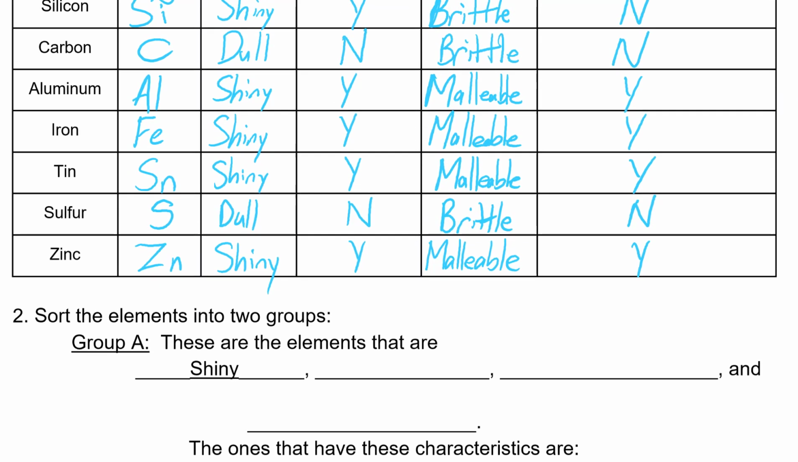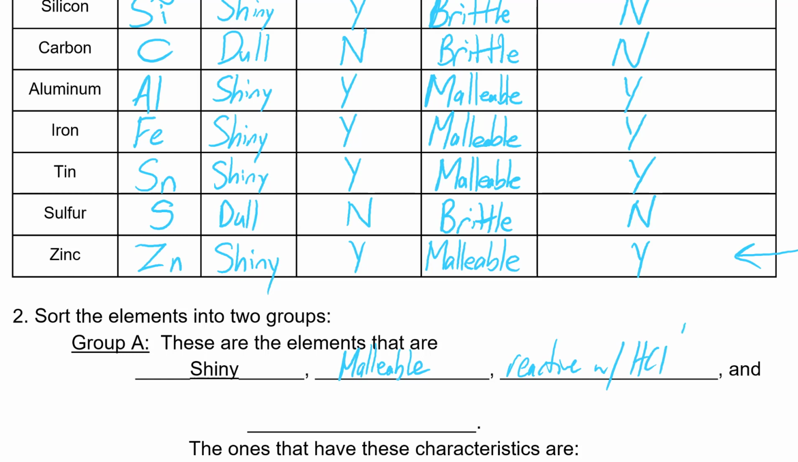Okay, so we're going to sort the elements into 2 groups, and this is the part that you really have to know. You can see that some elements like zinc are all shiny, they're malleable, they are conductive, and they react with hydrochloric acid or copper 2 chloride. So that's what you have to write. Shiny, malleable, reactive with HCl and or copper 2 chloride, and it's conductive, right?